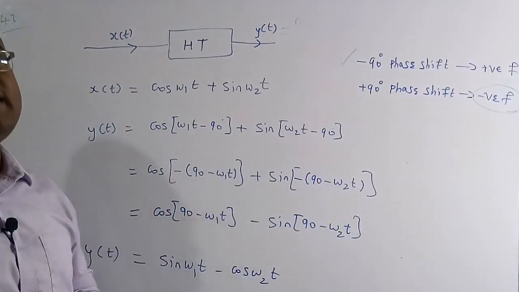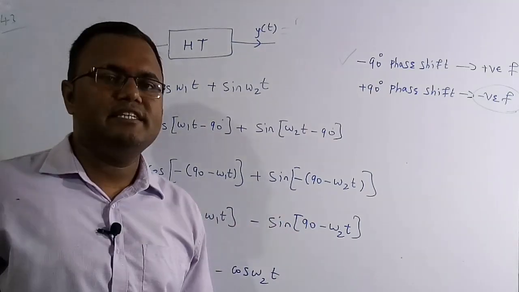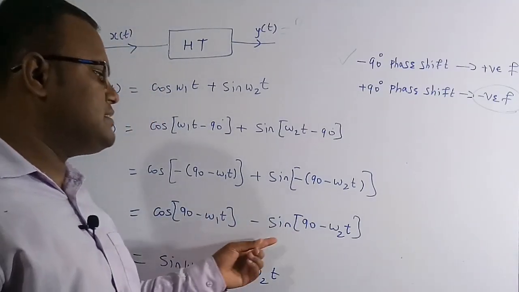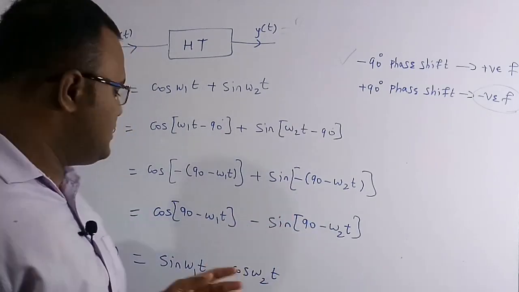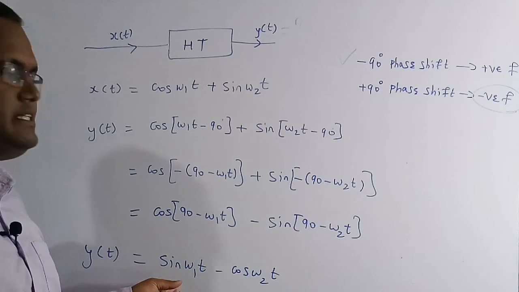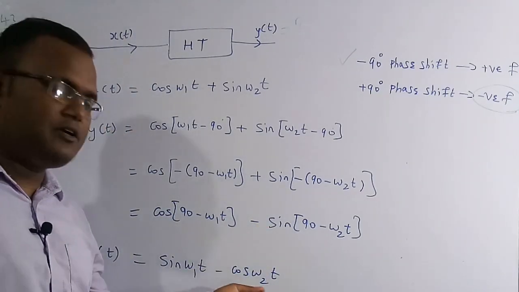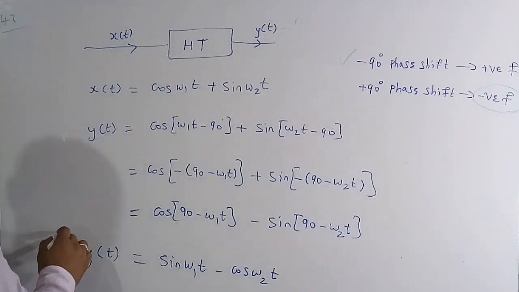Cos of minus theta is nothing but cos theta. So therefore cos of 90 minus omega 1t, and sin of minus theta is nothing but minus sin theta, where theta is 90 minus omega 2t. So cos of 90 minus omega 1t is nothing but sin of omega 1t, and sin of 90 minus theta is nothing but cos theta, so cos of omega 2t. So therefore this is the output of this circuit.